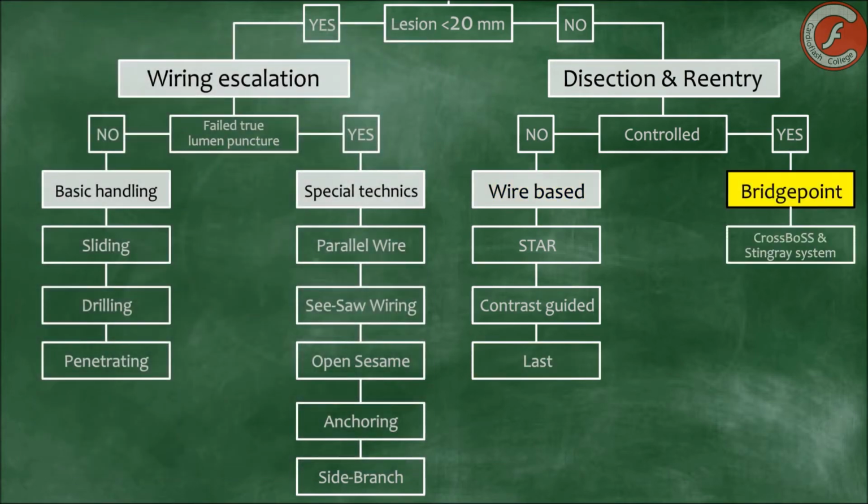Last but not least, we have the nowadays most popular antegrade dissection and reentry technique, the bridge point. With this name, we know a set of devices designed to work coordinately with the objective of antegradely rechanneling chronic occlusions. These are the microcatheter crossbars, the flat balloon Stingray, and the reentry guide wire Stingray.